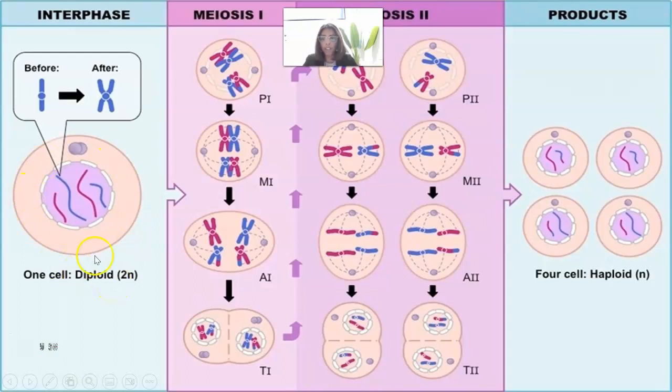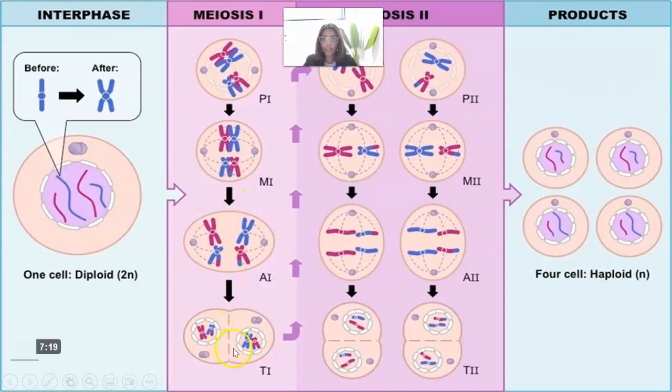So if we look here at the start, there are 4 chromosomes, and then at the end, each cell has only 2. So this is what we want to achieve in meiosis. Remembering, meiosis only occurs in the production of gametes, which are sex cells. So here we have prophase 1, so this is the first division, metaphase 1, anaphase 1, and telophase 1.